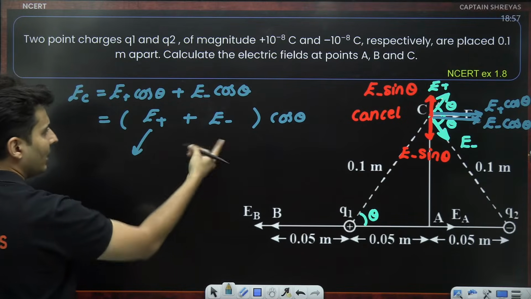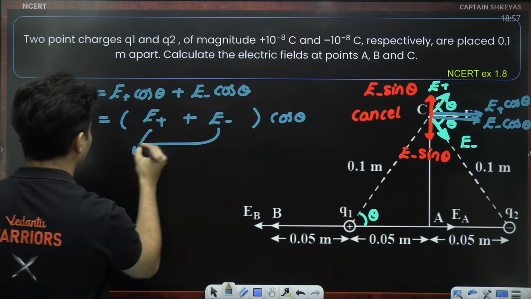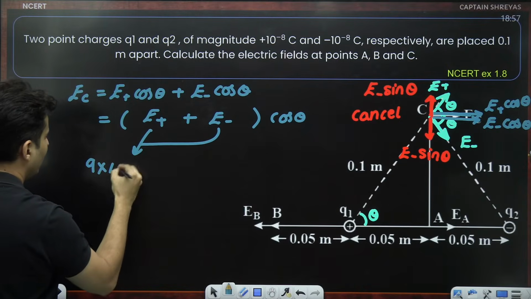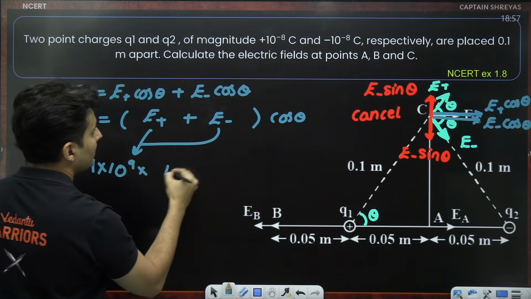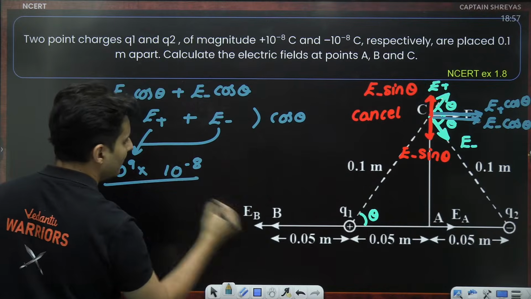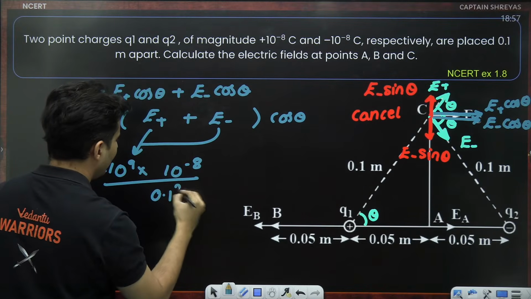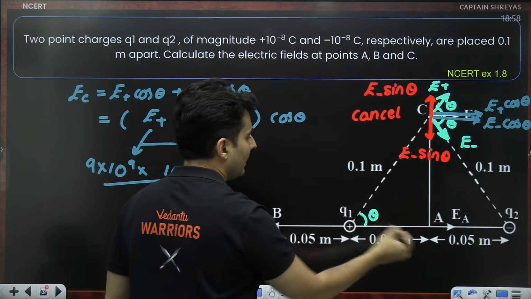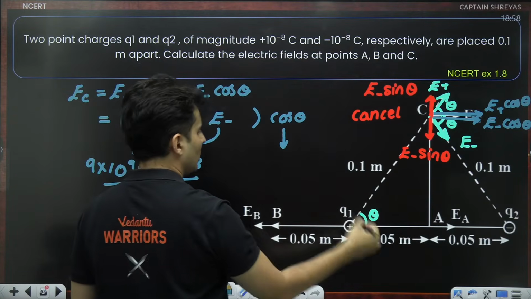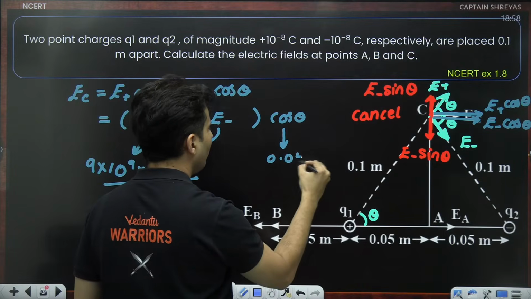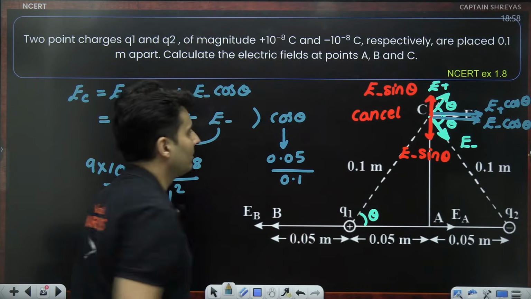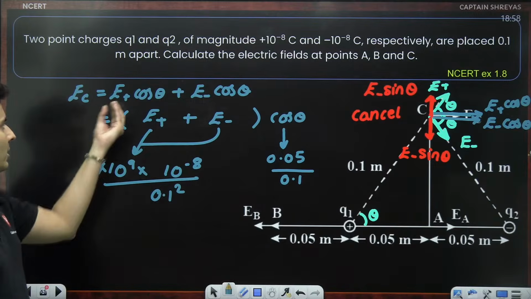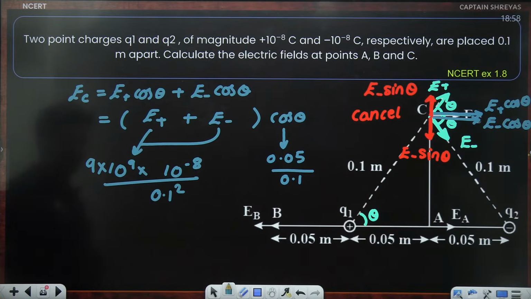So E positive or E negative, magnitude wise, will be the same. It will be 9 into 10 to the power 9, charge is 10 to the power minus 8, divided by distance. Distance is 0.1 squared. What is cos theta? Cos theta is adjacent by hypotenuse. So adjacent is 0.05, hypotenuse is 0.1. Adjacent by hypotenuse. Substitute it, add them, you will get the value of EC.